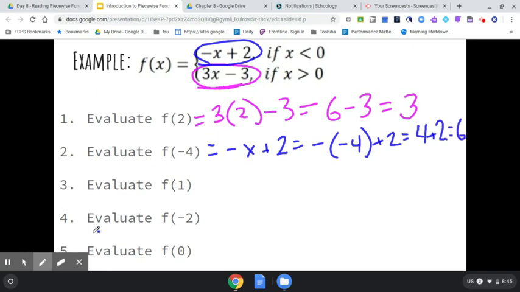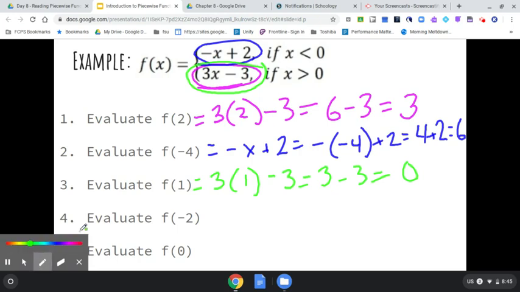The next example, we want to find f of 1. If I look at my domains, is x less than 0? No. Is x greater than 0? Yes. So I'm going to be using this bottom function again. 3 times the x value of 1 minus 3. 3 times 1 is 3, minus 3 gives me 0.